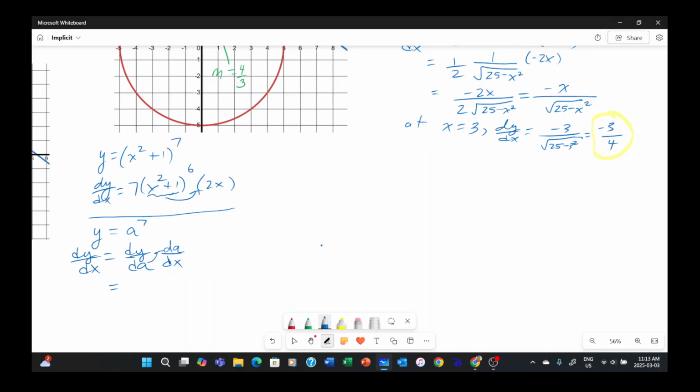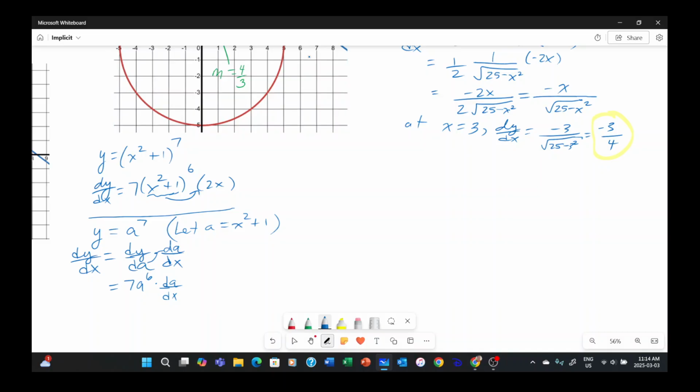Now dy/da is a very easy derivative. That's 7a to the 6th. That's very nicely done. And da/dx is what you have to correct it by. And I'm not sure if you can see this, but if you were to let a equal x squared plus 1, you could see how this work up above is exactly what we did here. So 7a to the 6th, that's 7a to the 6th right there. And 2x is the chain rule, or the derivative of x squared plus 1, which is a. So the derivative of a with respect to x is just 2x.